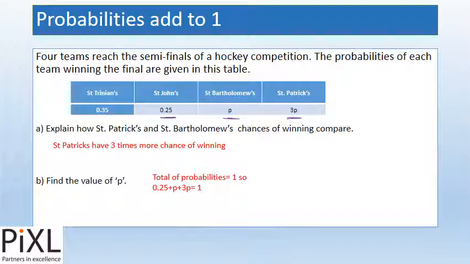So 0.25 plus P plus 3P has to equal 1. So we get 4P plus 0.25 equals 1. That means 4P must equal 0.75. So P, we divide it by 4, gives us 0.1875.